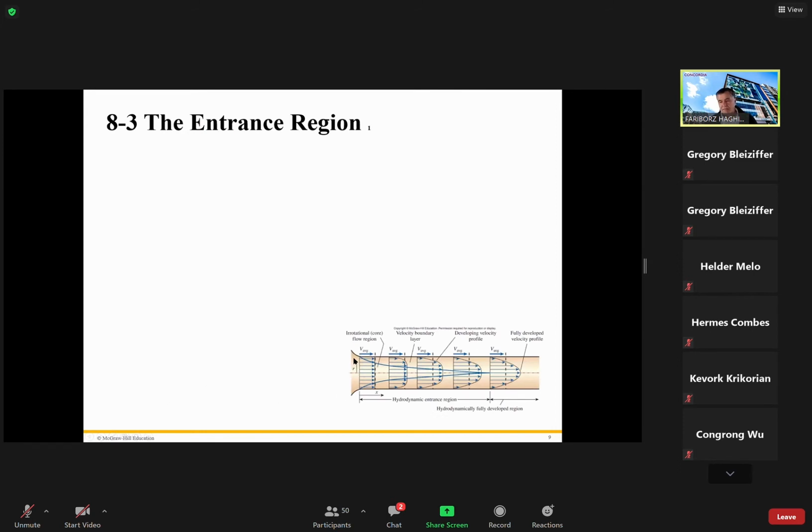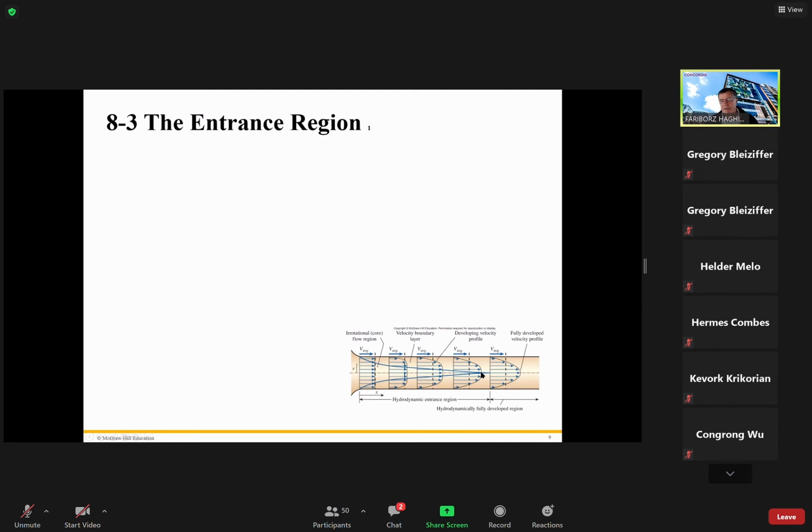Remember, we assume the velocity entering the pipe is uniform. This is the average velocity entering the pipe. Because of the no-slip condition, the velocity on the surface is 0, and then the viscous effect slowly changes the velocity until it reaches the maximum at the center.